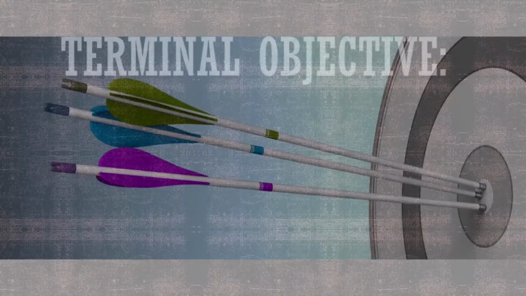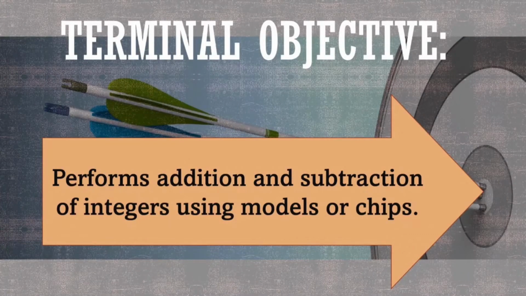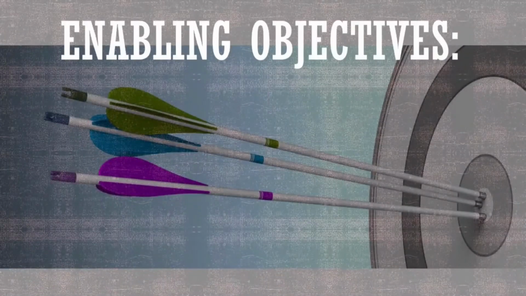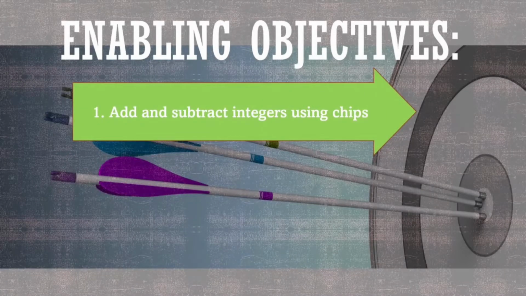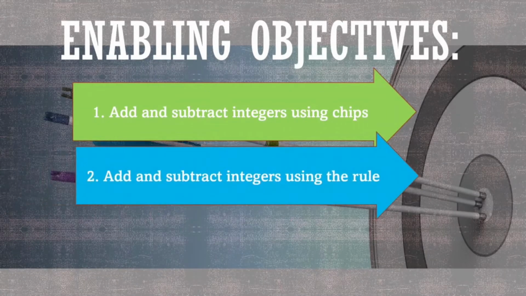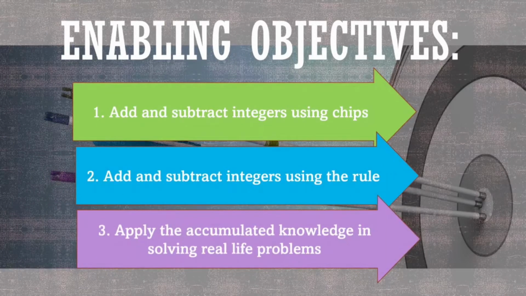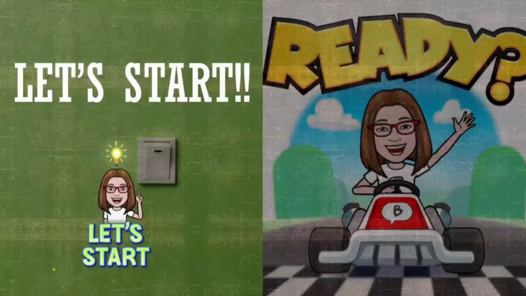For this session, our terminal objective is to perform addition and subtraction of integers using models or chips. The enabling objectives are the following. 1. Add and subtract integers using chips. 2. Add and subtract integers using the rule and apply the accumulated knowledge in solving real-life problems. Are you ready? Let's start!